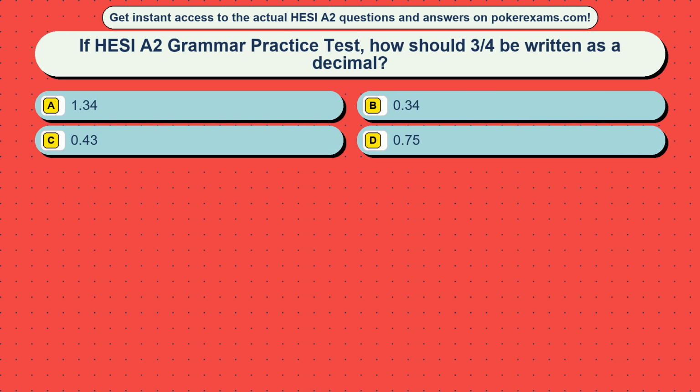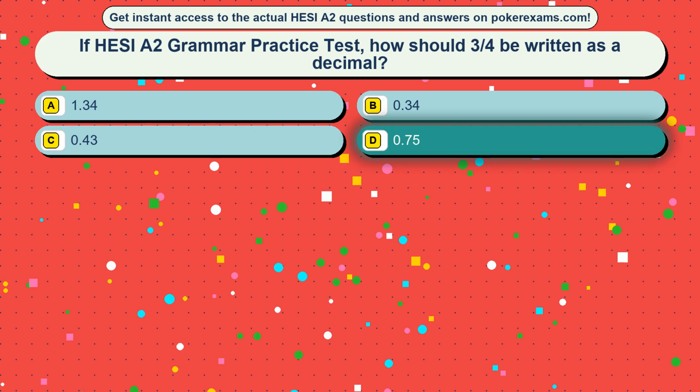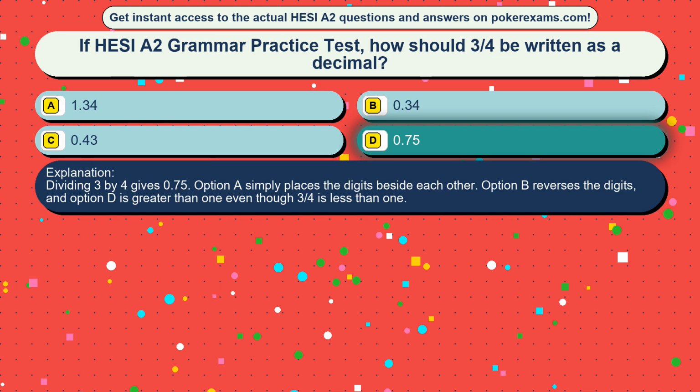Question 40. If HESI A2 grammar practice test, how should 3/4 be written as a decimal? Option F 1.34, option B 0.34, option C 0.43, option D 0.75. The correct answer is option D, 0.75. Dividing 3 by 4 gives 0.75. Option A simply places the digits beside each other. Option B reverses the digits, and option D is greater than 1 even though 3/4 is less than 1.